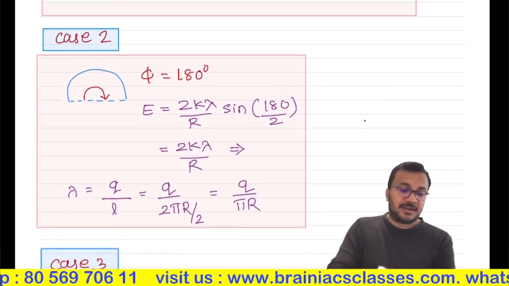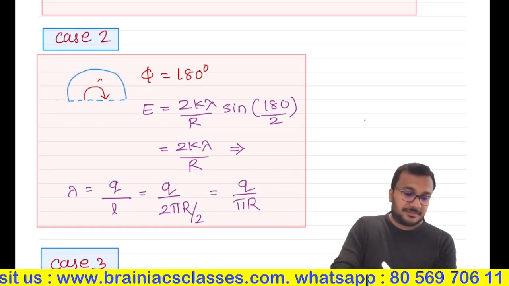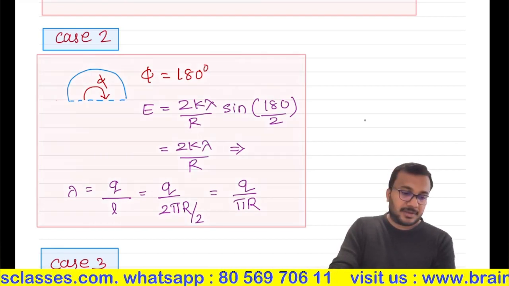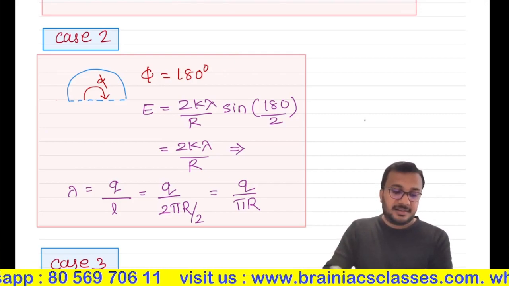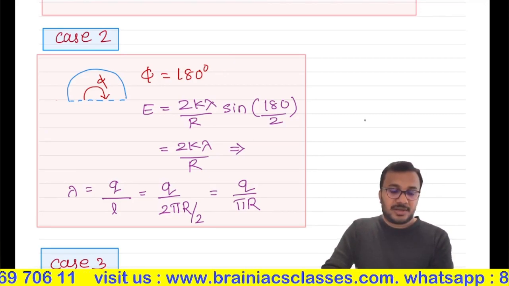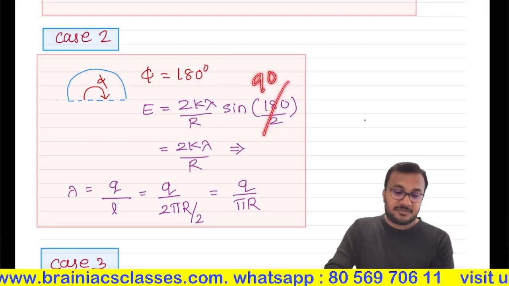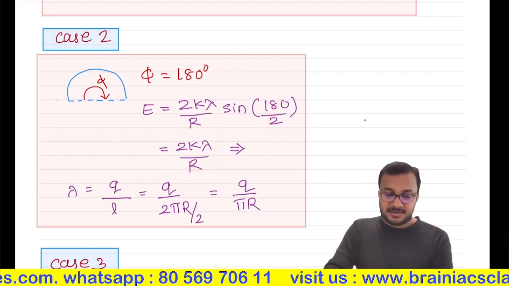Case number 2, we are taking a half circle. For a half circle, what will the angle be here? Tell me what the angle phi will be here. The phi equals 180 degrees. So 180 degrees means electric field equals 2k lambda by r into sine phi by 2. 180 by 2 means sine 90 will come. What is the value of sine 90? 1. So 2k lambda by r.